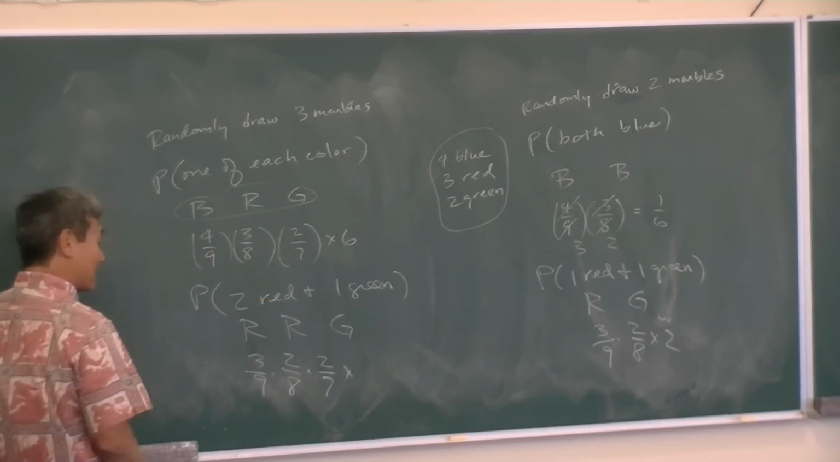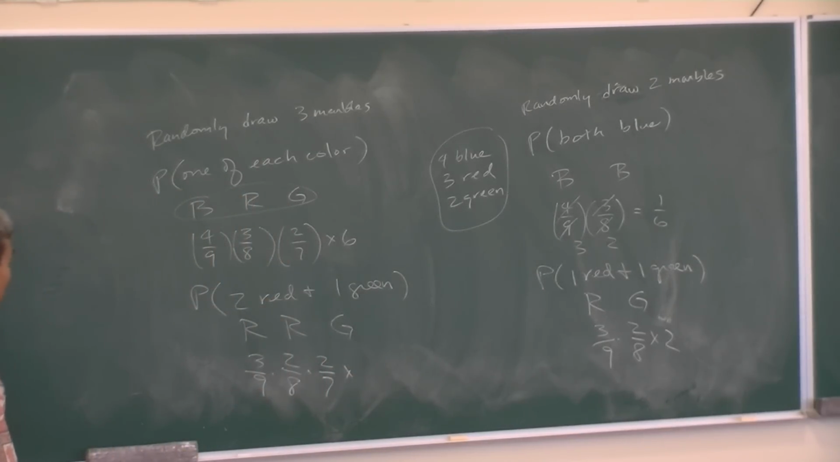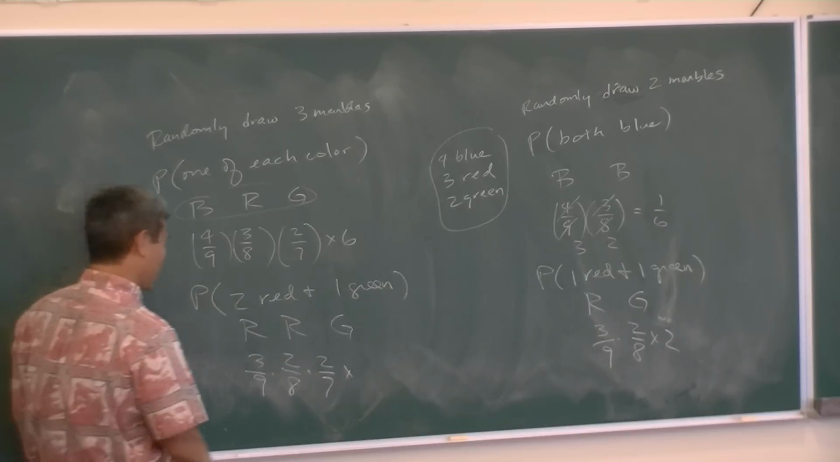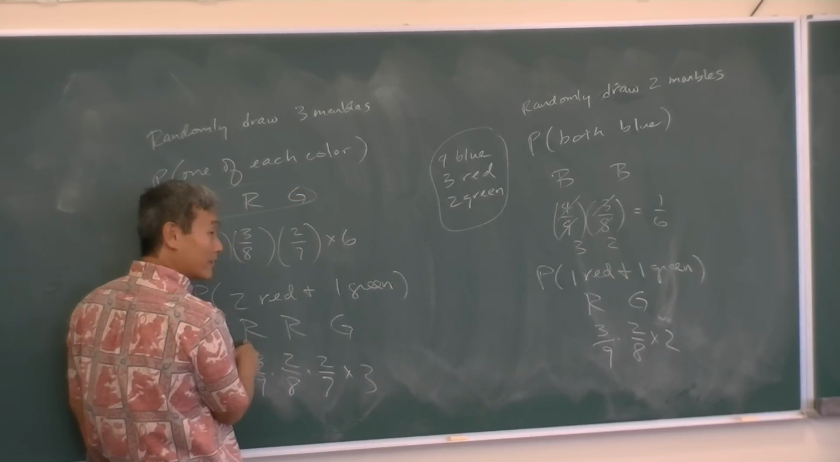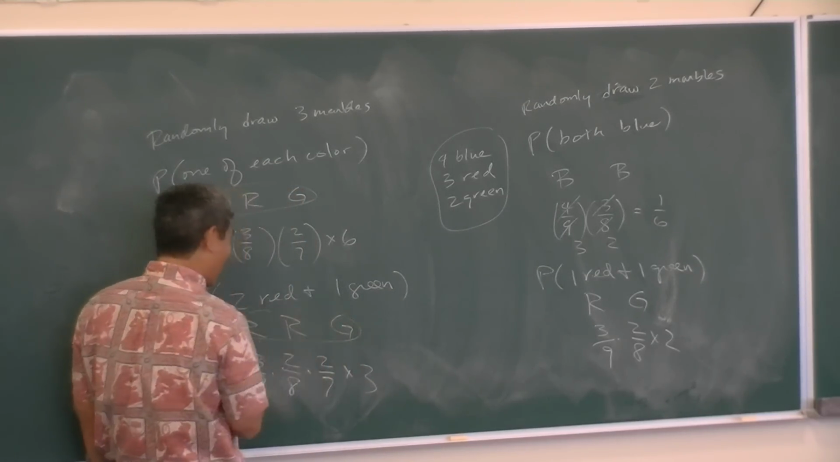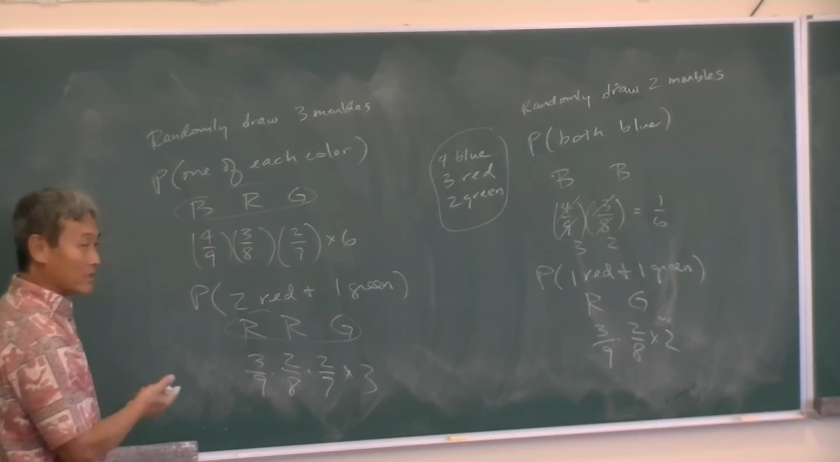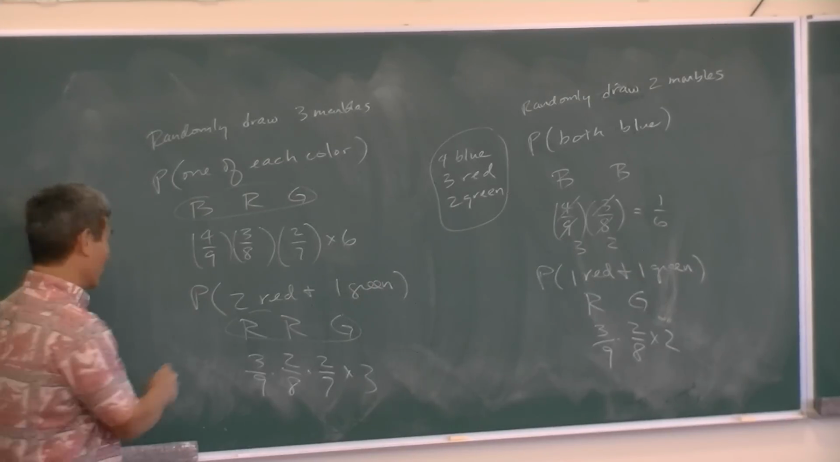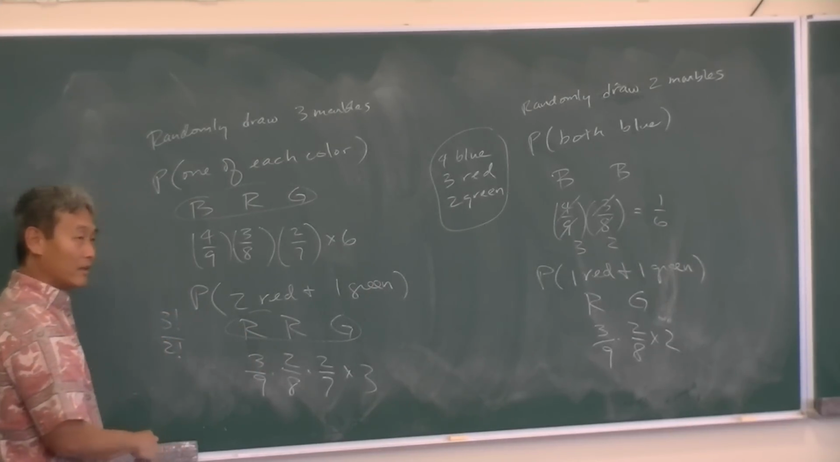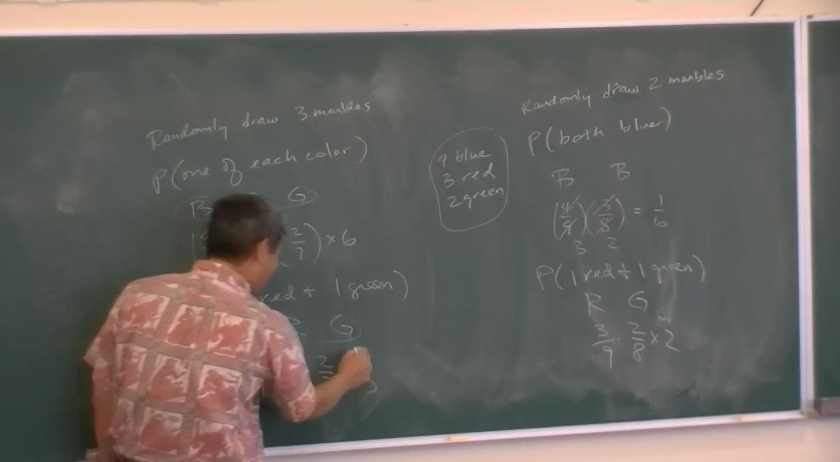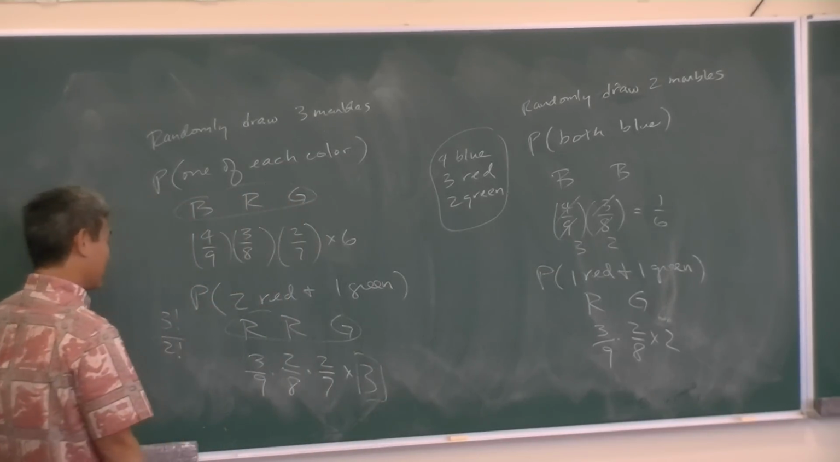But, is that the only order you can get 2 reds and 1 green? 3. So multiply by 3, right? So you can think of it as the green one could have been here, here, or there, right? That's 3 cases. Or, how many 3-letter words can you form with 2 R's and 1 G? That's like Mississippi, right? It would be 3 factorial, but since there's 2 R's over 2 factorial, you get 3. Anyway, this is the key. You gotta have that multiplication factor there.